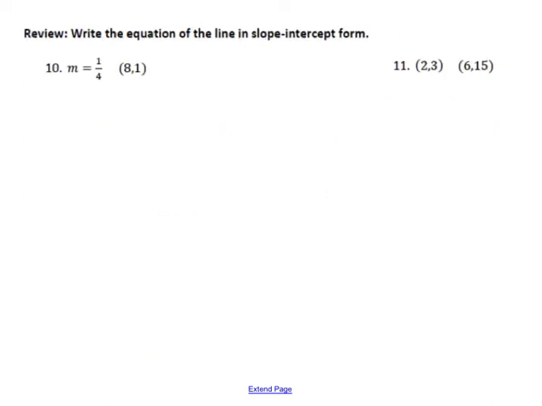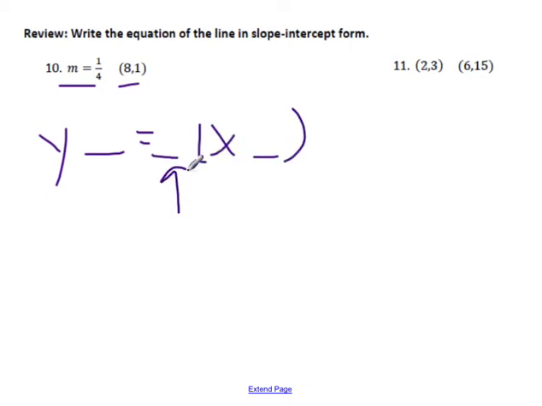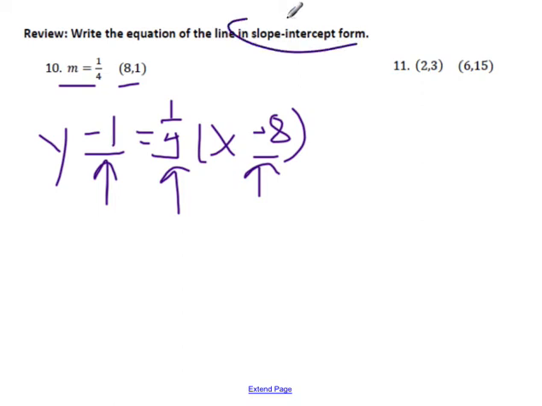Taking a look at number 10, we want to write each of the equations in slope-intercept form. So here we're given a point and a slope. Whenever you're given a point and your slope, immediately you should think to use point-slope form, like so. So here I'm going to put in the slope. Then opposite of the x-coordinate is going to be negative 8. Opposite of the y-coordinate is going to be minus 1. So there's point-slope form. So now to get it into slope-intercept form, I'm going to have to solve for y.